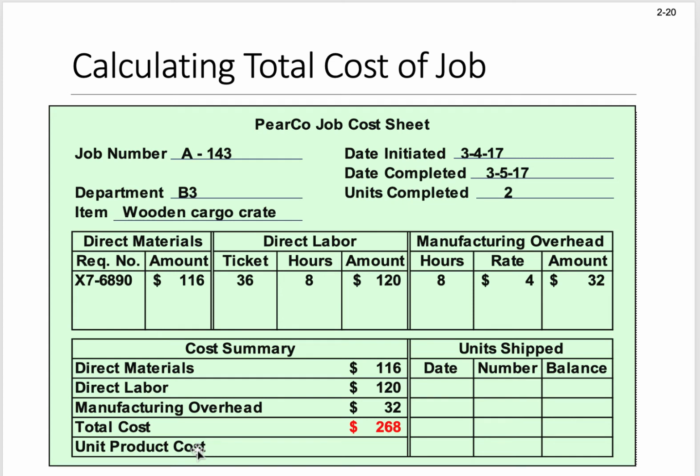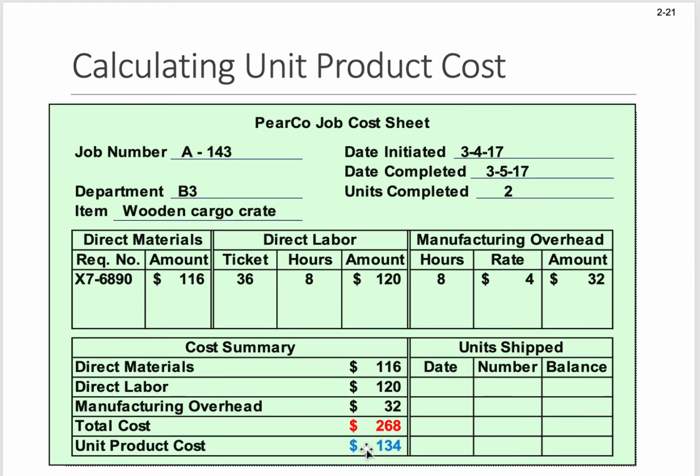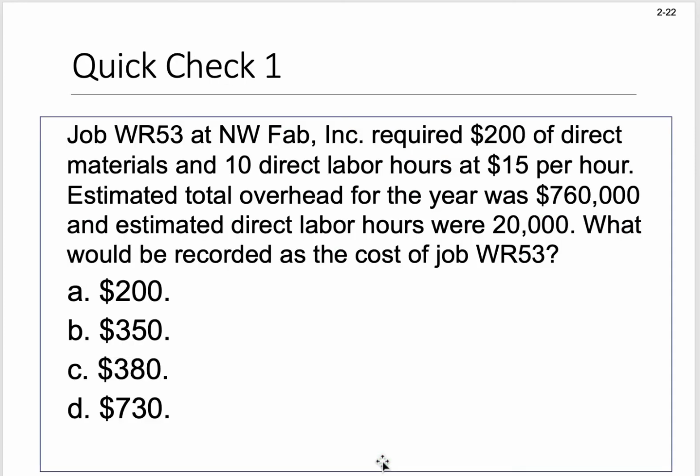In order to figure out the unit product cost, guess what? Very simple. We divide total cost by the number of units we actually produced. Well, we produced 2. So if we take $268 divided by 2, we get $134. Each crate cost us $134. Okay, so let's do a quick check right here and work with me here.